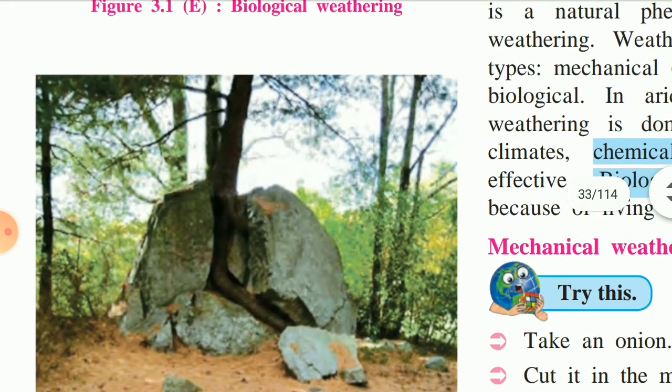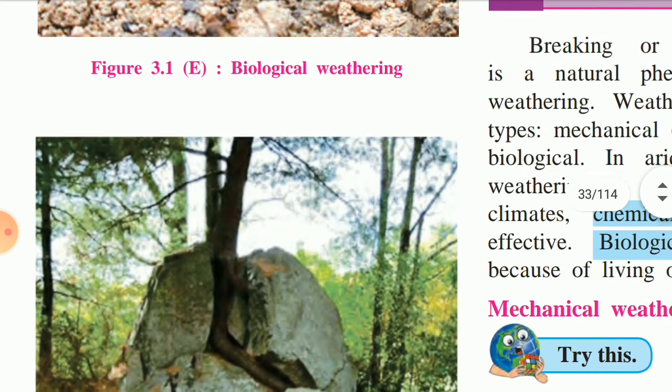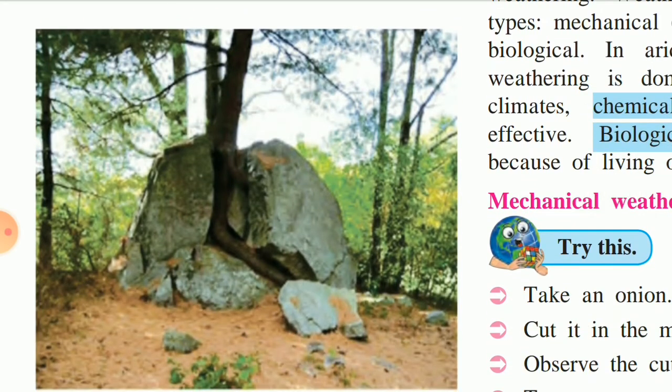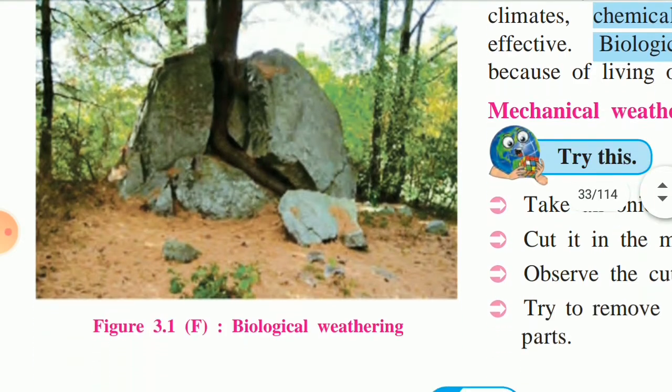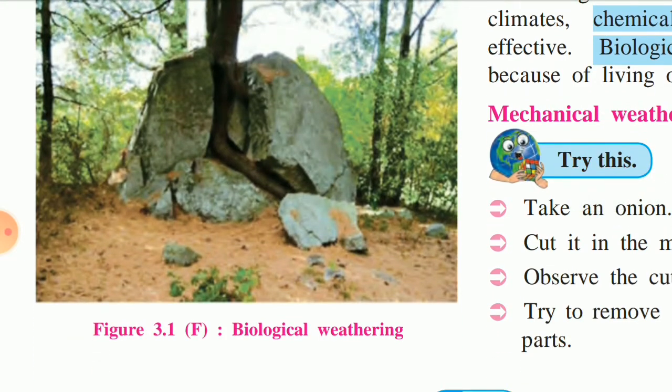See, a tree has grown on the rock, and as the tree grows, the rock develops cracks in between because of the roots, and then finally it gets separated. So this is called biological weathering. Trees are living beings, so the weathering which takes place because of living beings is considered biological weathering.